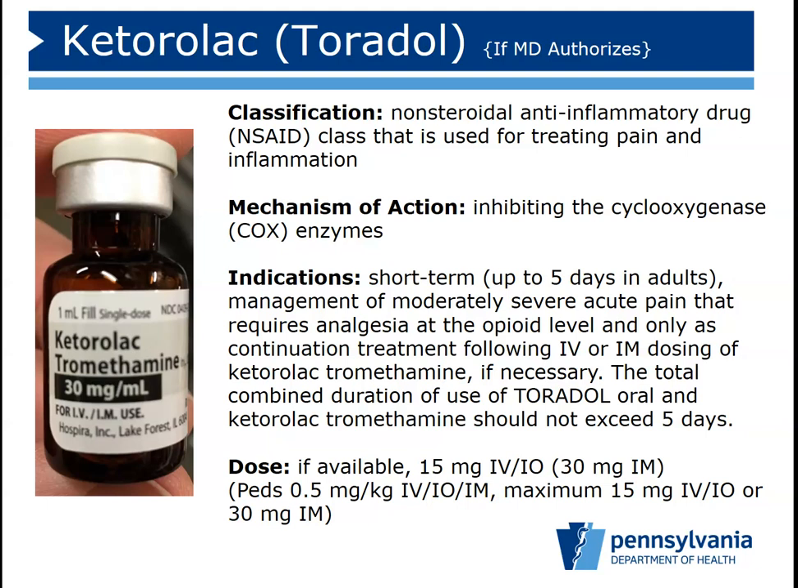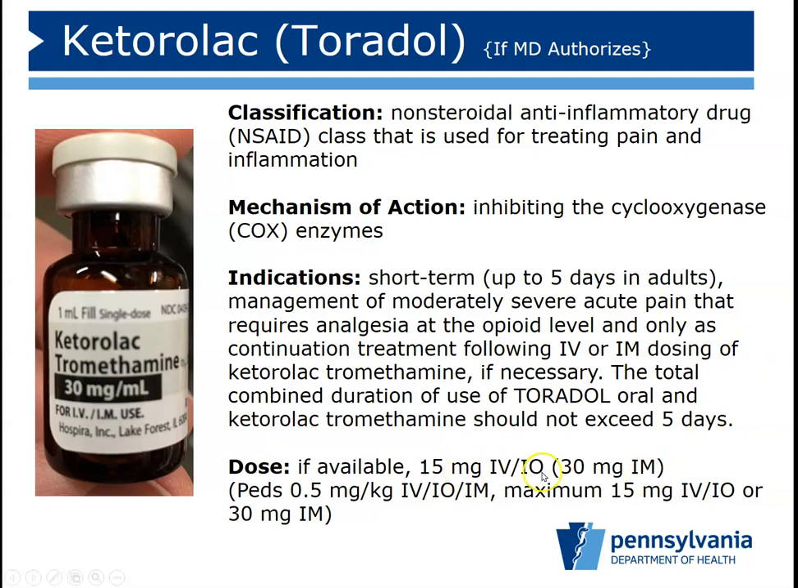Okay, its indications are for short-term, usually up to 5 days in adults, management of moderate to severe acute pain that requires analgesia at the opioid level, and is only a continuation treatment following IV or IM dosing. All right, the total combined duration of use of Toradol, oral as well as IV, should not exceed 5 days.